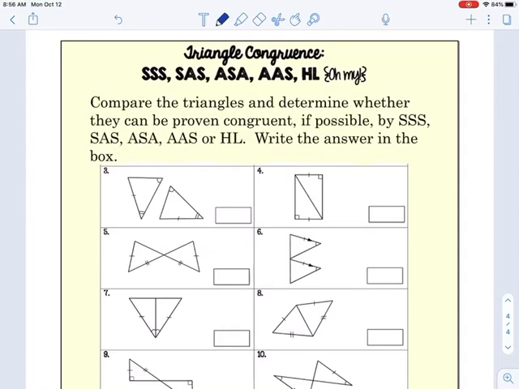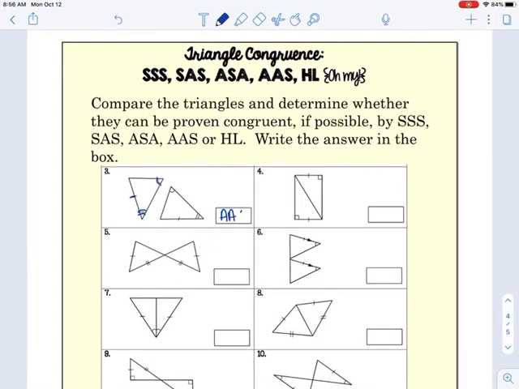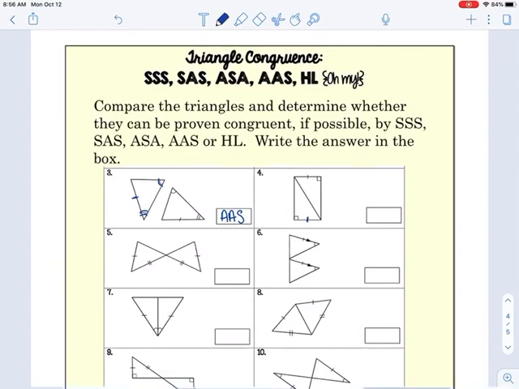So if I look at 3, I have an angle and a side that is not the included side. So that one's going to be angle, angle, side. For 4, we'll go to the right. This time I only have one thing marked off.